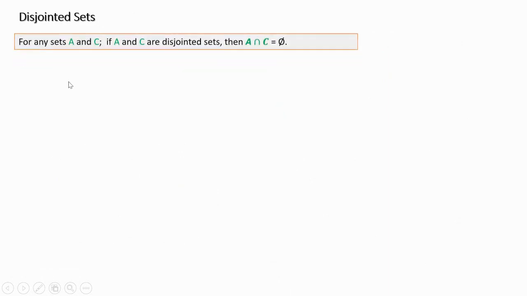Disjoint sets. For any sets A and C, if A and C are disjoint, then A and C is the empty set, or A does not intersect C. Okay, that's what that means, the empty set.